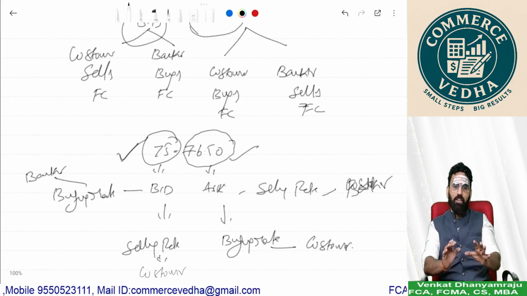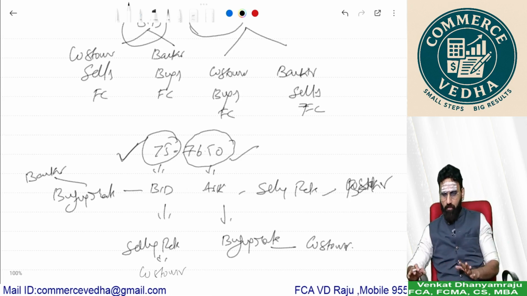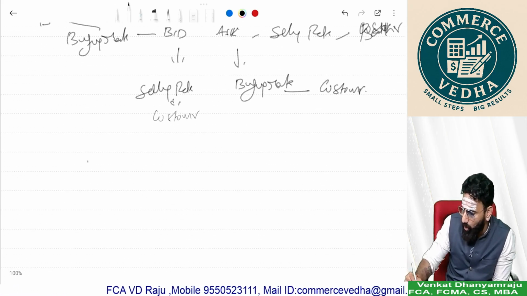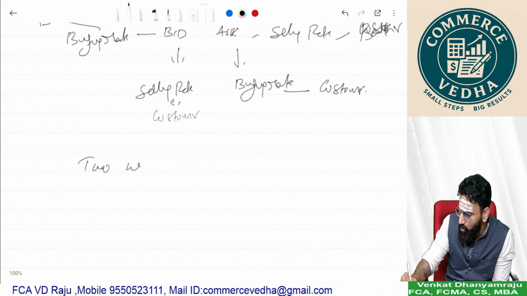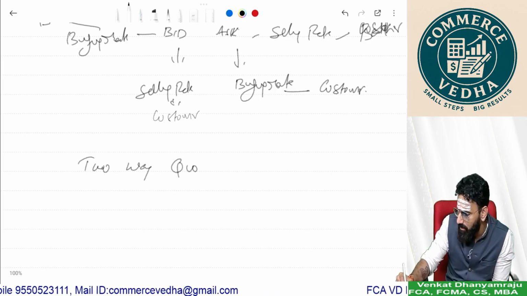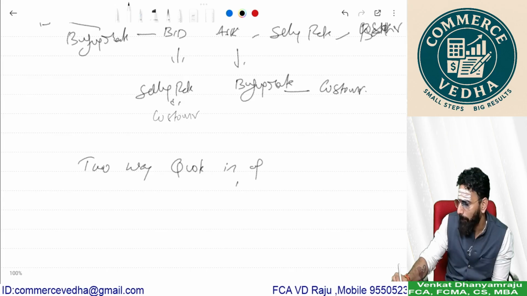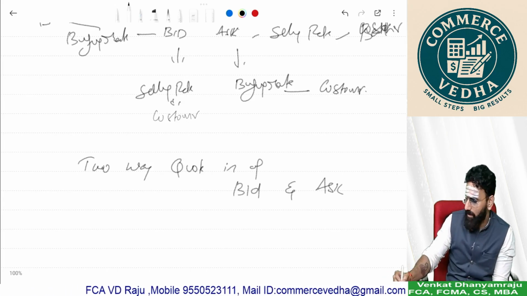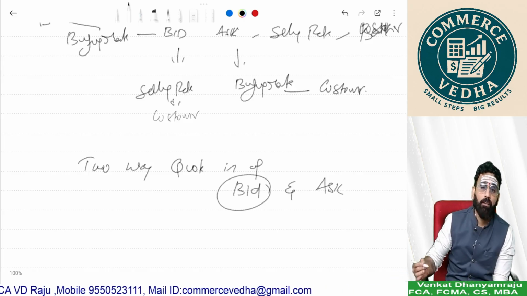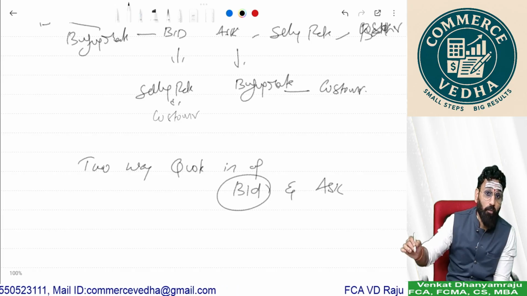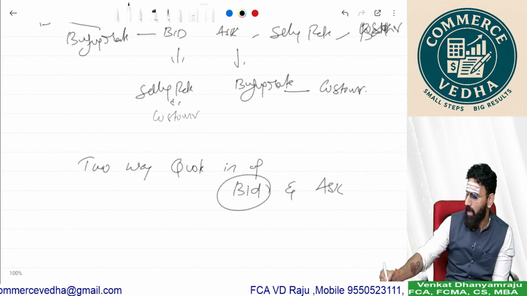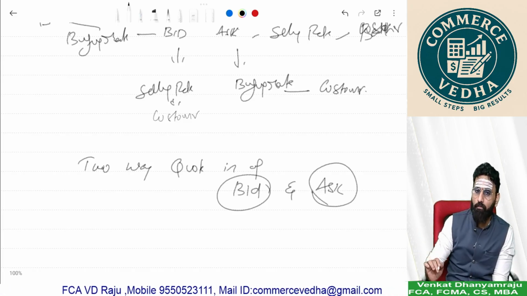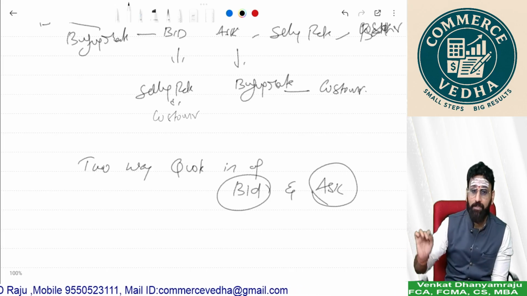What is this, we learn in the next session. As of now we are understanding the concepts. So a two-way quote is of bid and ask, right? Bid is the buying rate from the point of view of the dealer, banker. Ask is the selling rate from the point of view of the banker, dealer.